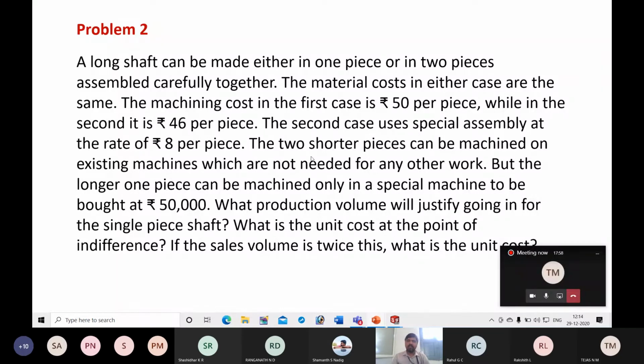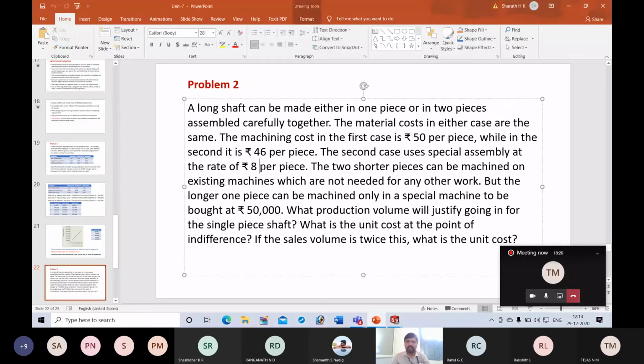Okay, so the two shorter pieces can be machined on the existing machines, which are not needed for any other work, but the longer one piece can be machined only in a special machine to be bought at 50,000. Okay, here you make a change. The second case uses special assembly at the rate of rupees 8 per piece. So instead of per piece, you can consider per shaft. Okay, so I have calculated like that.